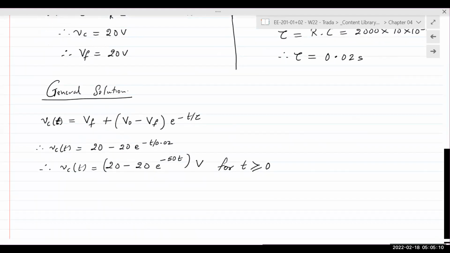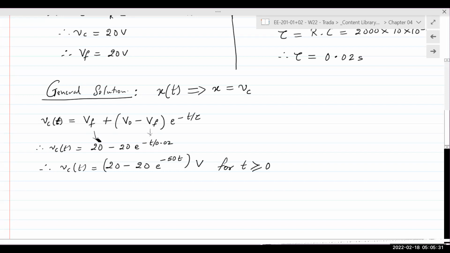After that, simply take our general solution. And remember, the general solution works for both charging as well as discharging. Here, my V0 was 0, VF is 20, and the variable x of t is the capacitor voltage VC. Plugging in all my known values, I obtain my final equation as VC of t is 20 minus 20 times e raised to minus 50t volts, which is valid for all values of time greater than or equal to 0.